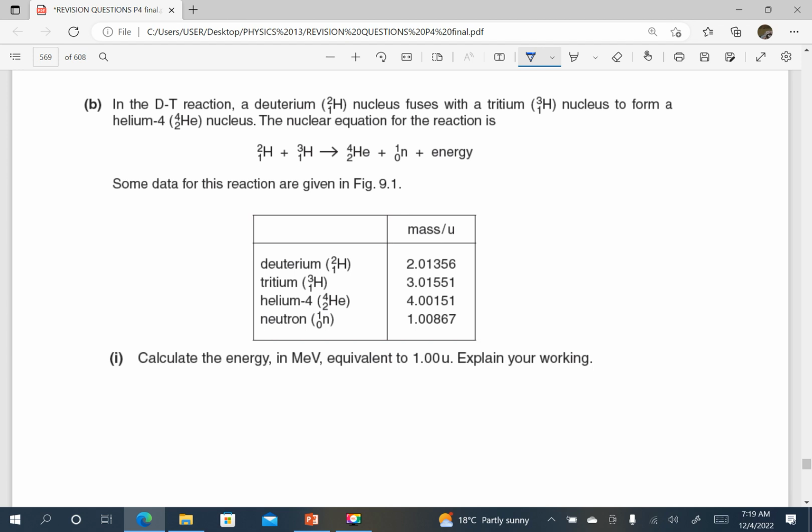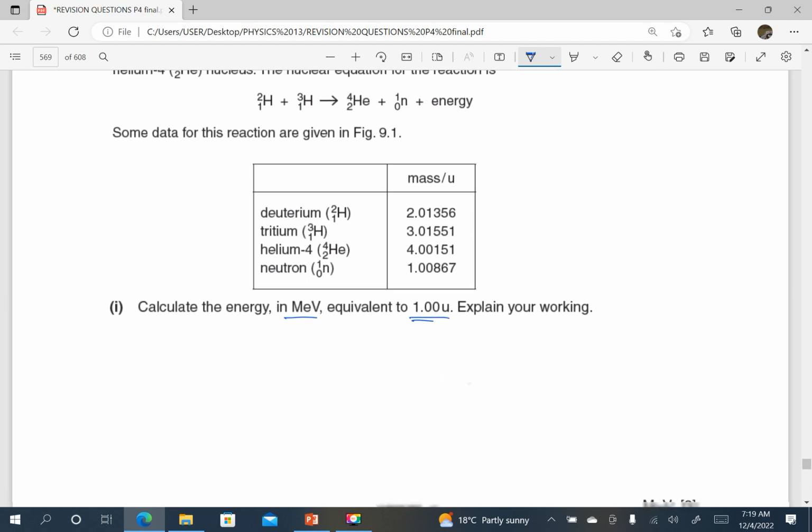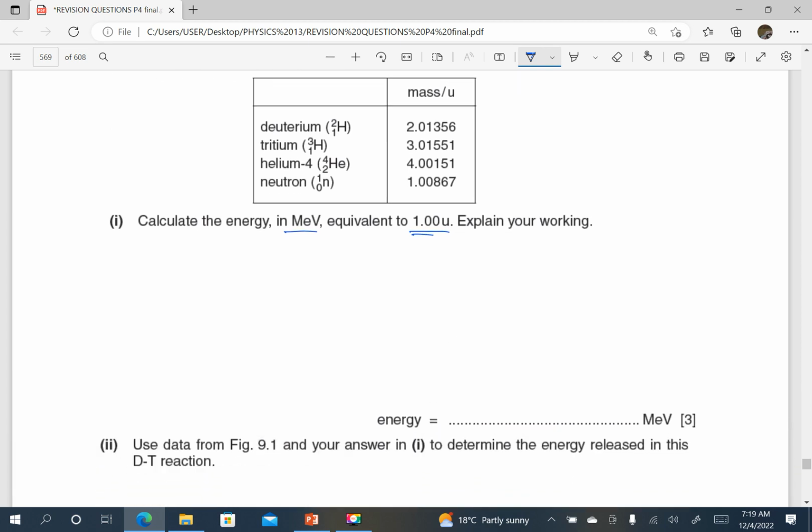Calculate the energy in mega electron volts equivalent to 1 U. What energy is equivalent to 1 U? In other words, we want the energy equivalent of 1 U. That is a question, it is very common. So energy, according to Einstein's equation, is given by the mass defect times c squared. The mass here is 1 U. So we shall say this is 1.00 times 1.66 times 10 power negative 27 to change it to kilograms, then times 3 times 10 power 8, and this is squared.